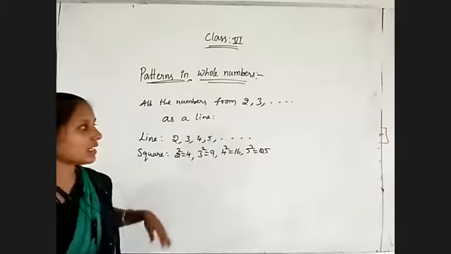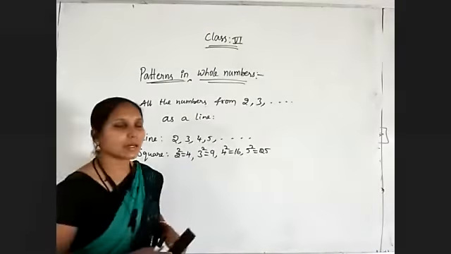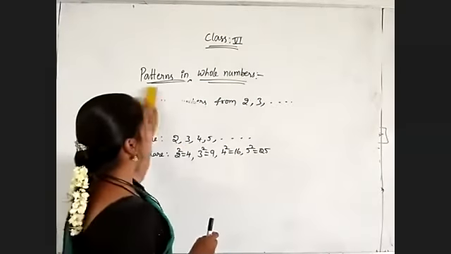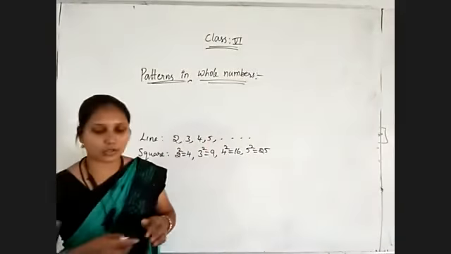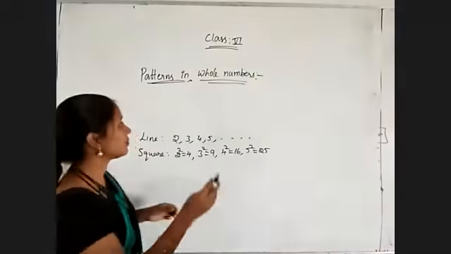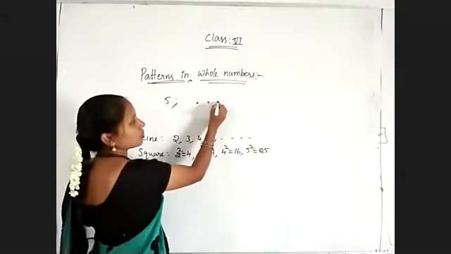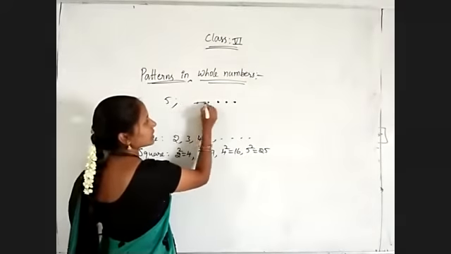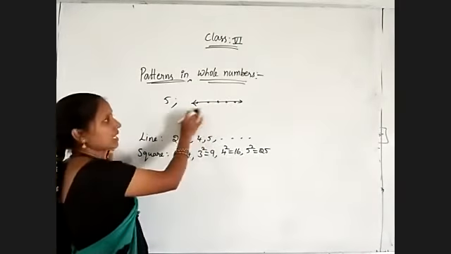Okay, listen, children. As we have learned, every number we can represent. Every number we can show as a line. For suppose I want to show 5. Number 5. So 1, 2, 3, 4, 5. So it is a line. Means we can represent any number as a line.